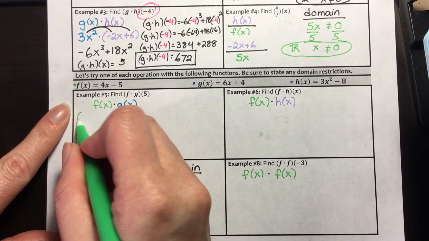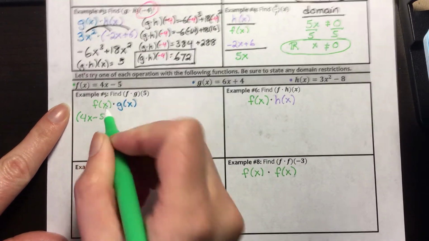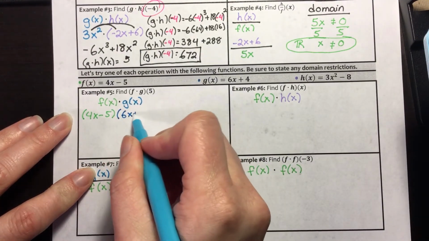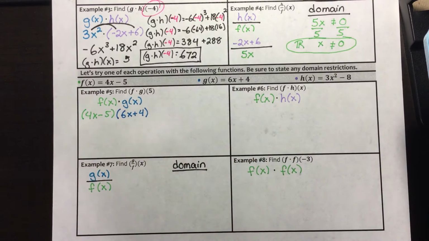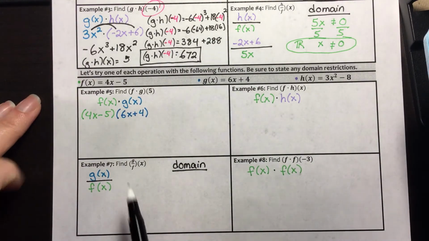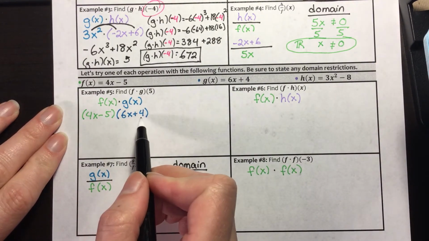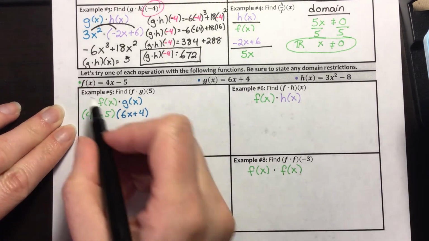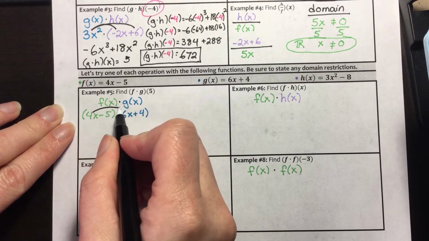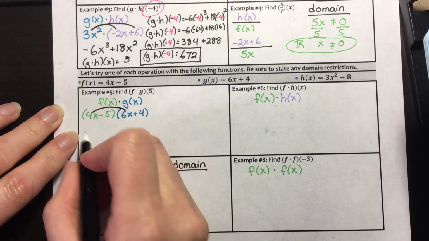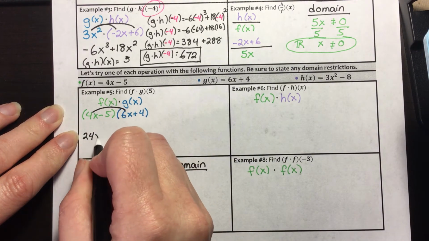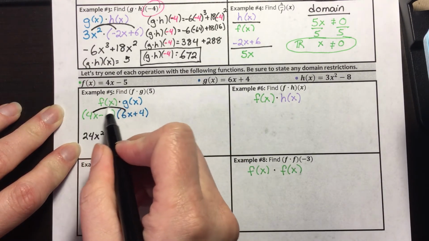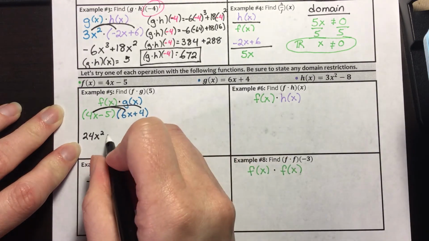F of x is 4x minus 5. G of x is 6x plus 4. We're going to distribute. We have 2 terms times 2 terms. 2 times 2 is 4, so we're going to get 4 terms as we multiply out. I'll draw each curve as I do that part. 4x times 6x is 24x squared, because x times x is x squared.